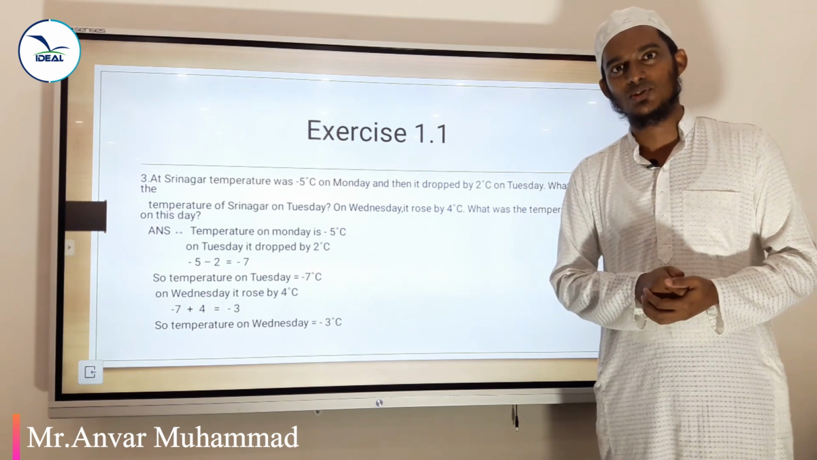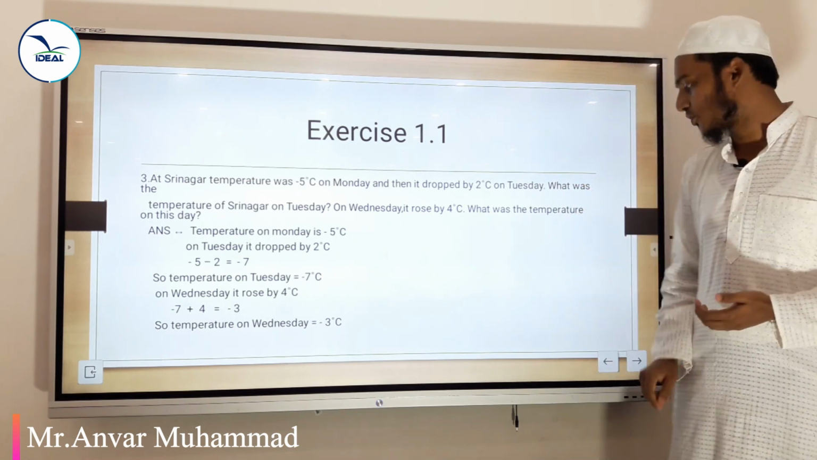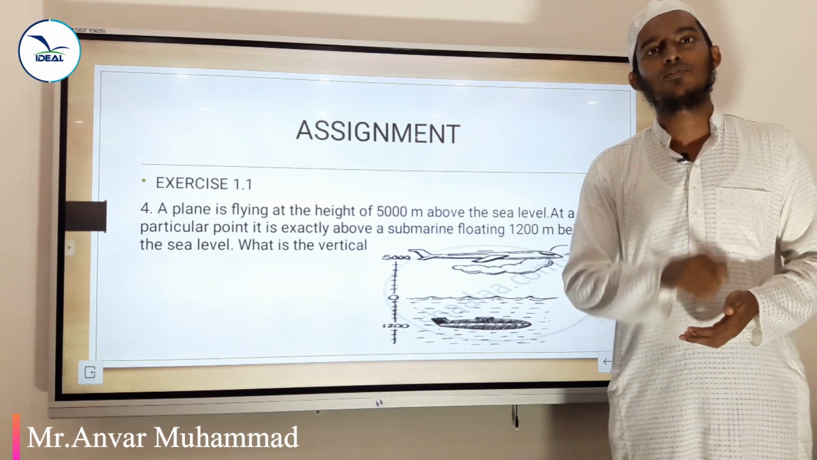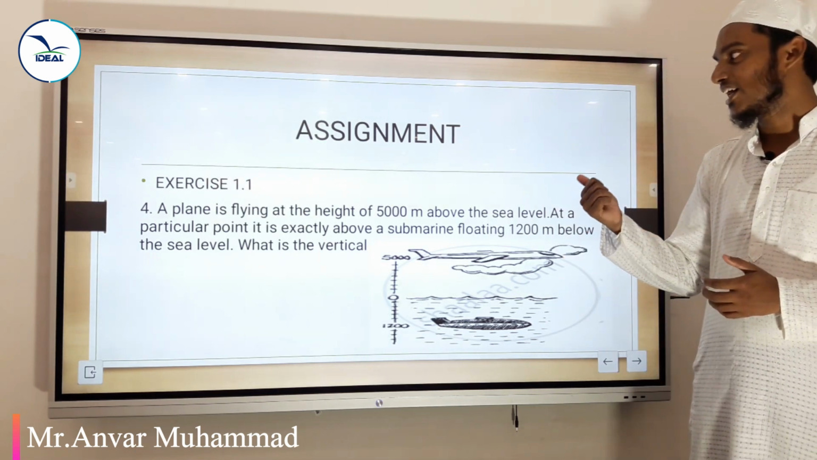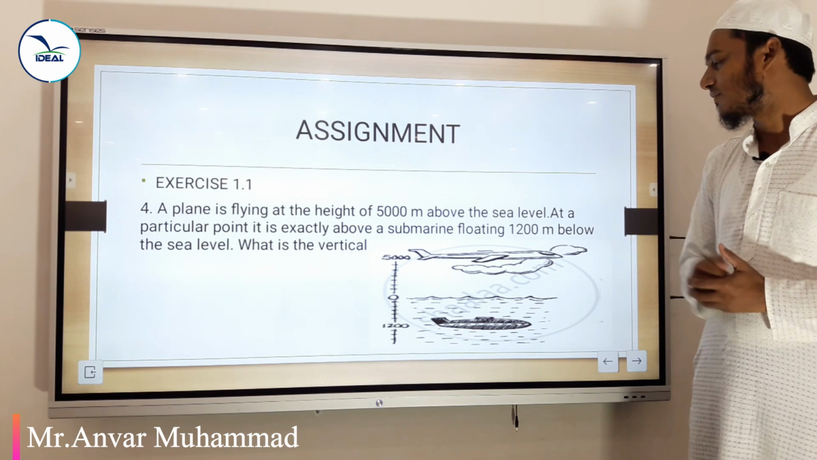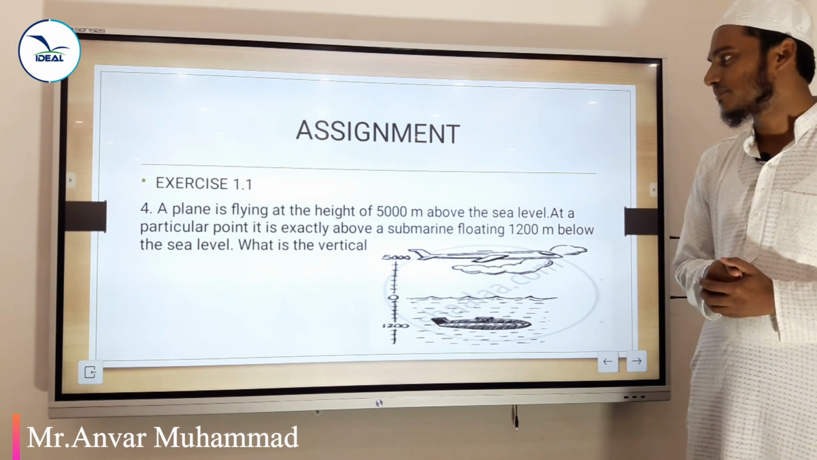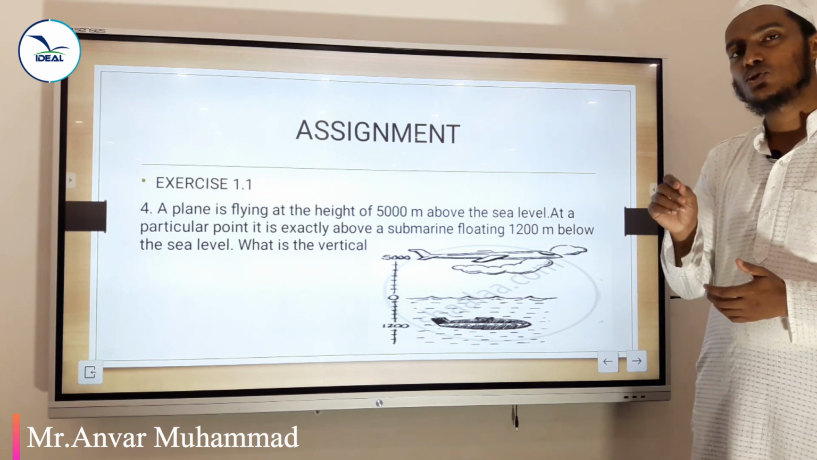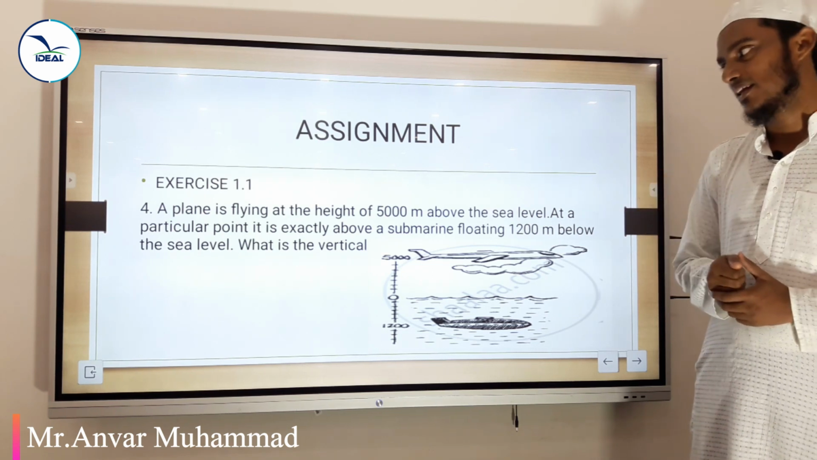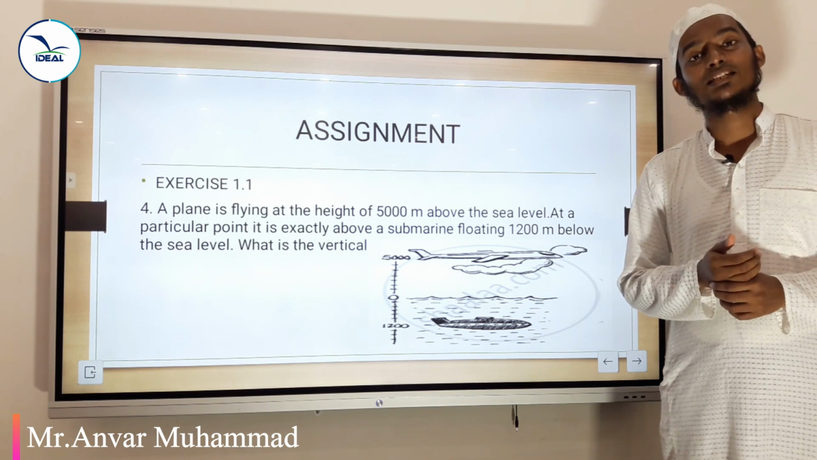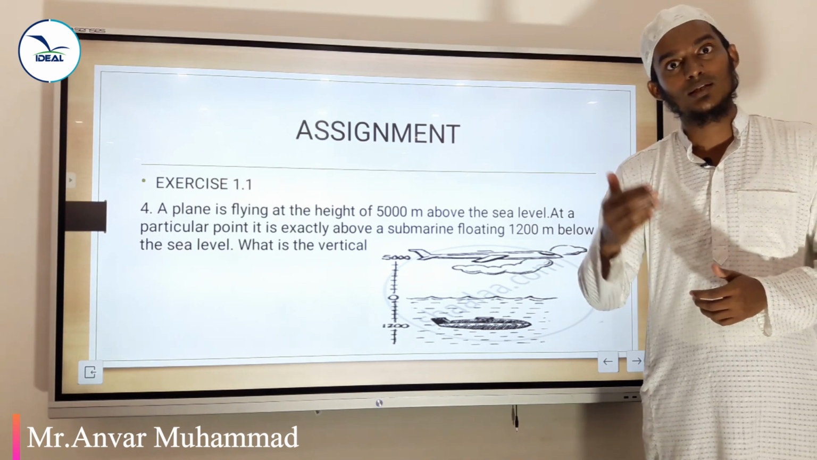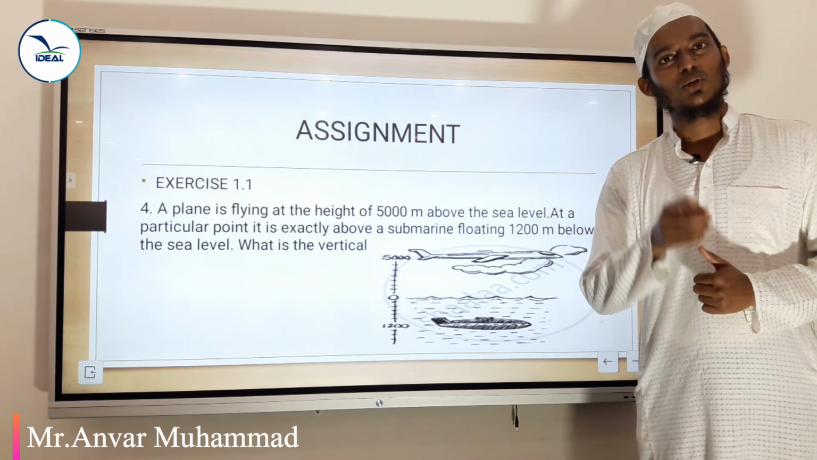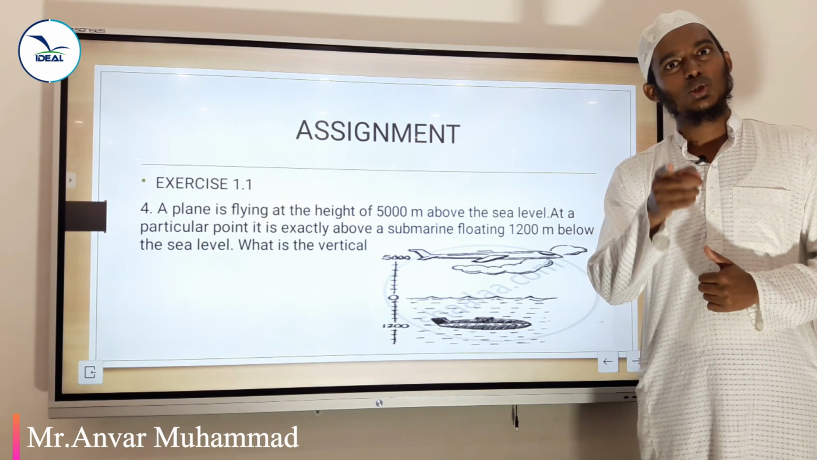So if you have understood, here is a bigger question for you to do, and that is exercise 1.1, question number 4. A plane is flying at the height of 5,000 meters above the sea level. At a particular point, it is exactly above a submarine floating 1,200 meters below the sea level. So what is the vertical distance between the flight and the submarine? It is an assignment for you. I'm sure you will be able to do it.